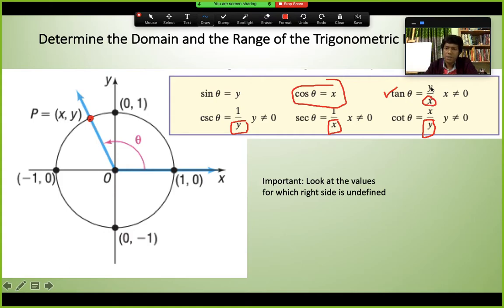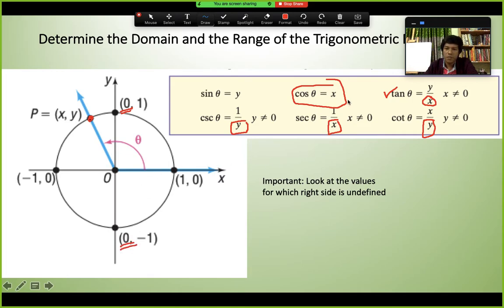So we know that if something is, suppose, y divided by x, this x value cannot be 0. For that value our function is not defined. So we can look at in this given unit circle where our x value is 0. Our x value is 0 here, and in this case our x value is 0 too.